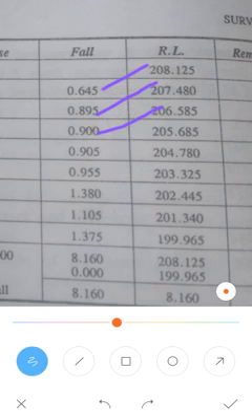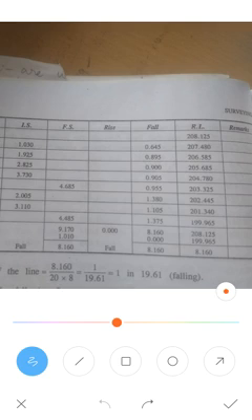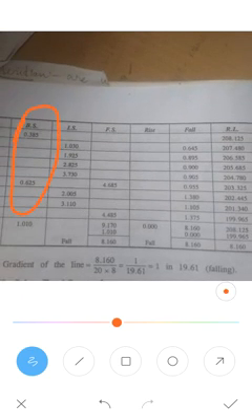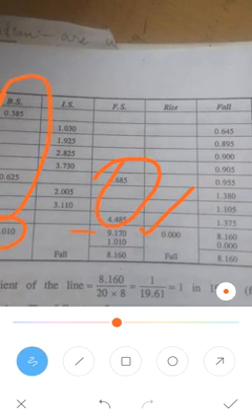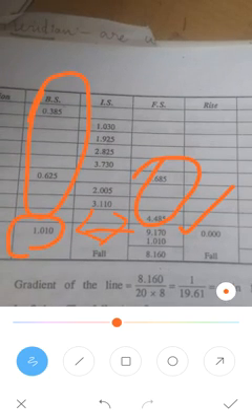So after calculating the RL of each point, you have to do the arithmetic calculation such that right hand side should be equal to left hand side. So what you have to do is, BS, whatever is there, you add it. This is summation of BS, summation of FS. If you add this one, you will get 9.170. So the difference, BS minus FS, is 9.170 minus 1.010, that is 8.160.